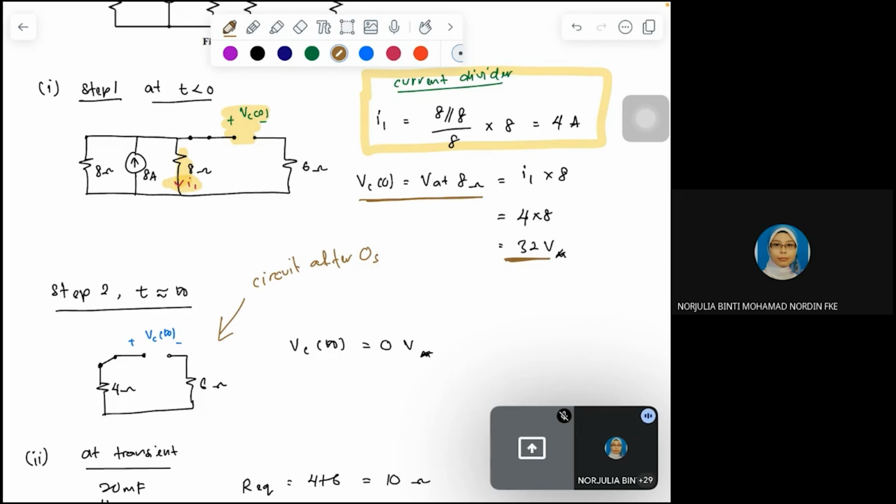after 0 seconds. Okay, so based on this circuit, since there are no sources connected to this particular circuit, we can call this circuit a natural response circuit. So the final value, VC infinity, is equal to 0 volt.